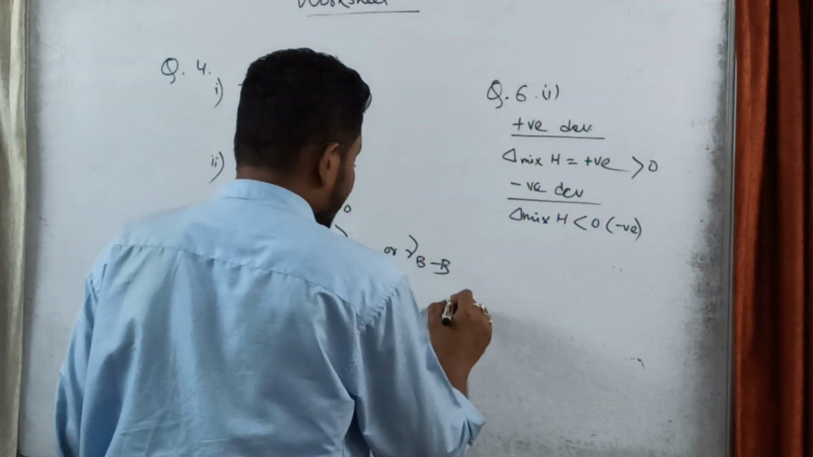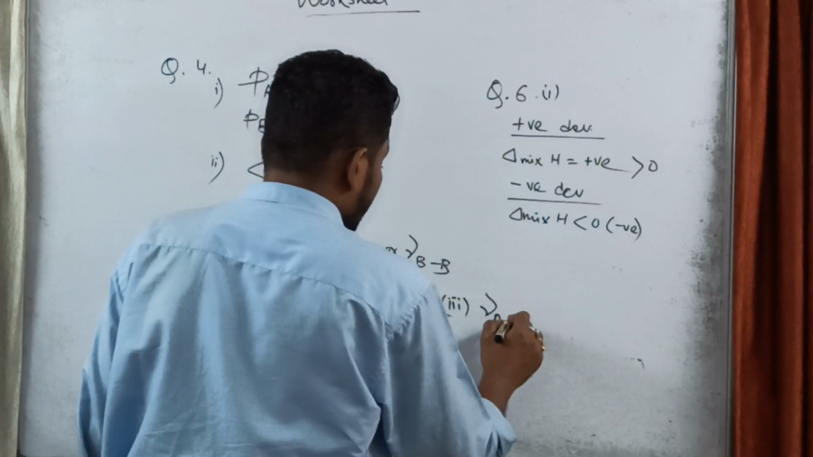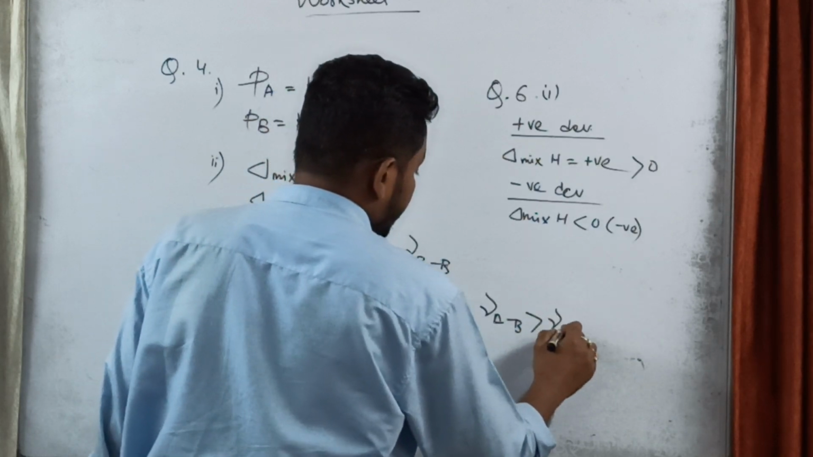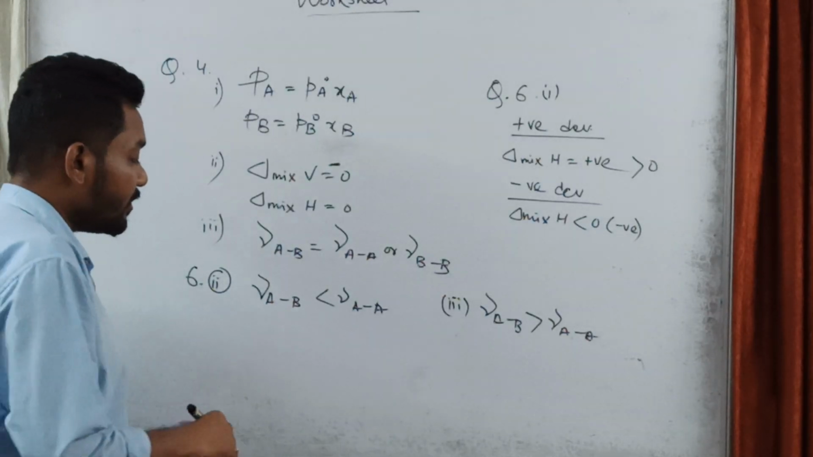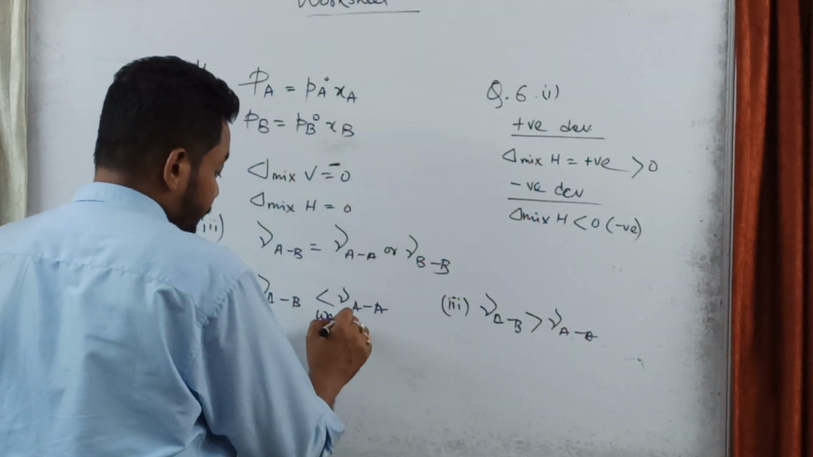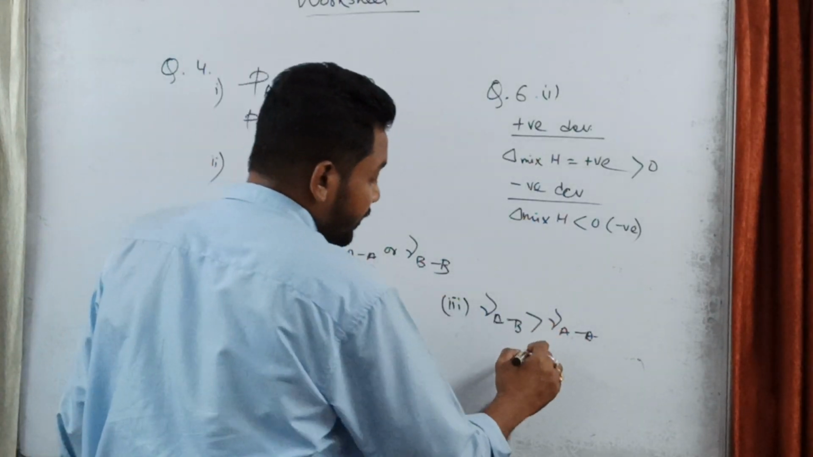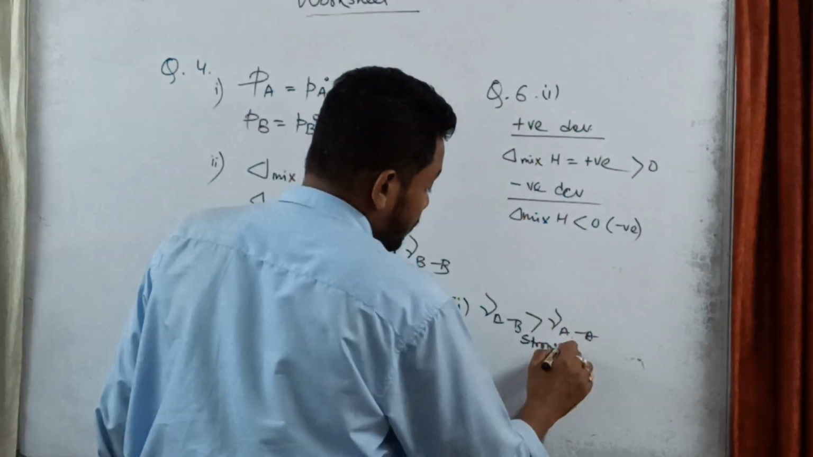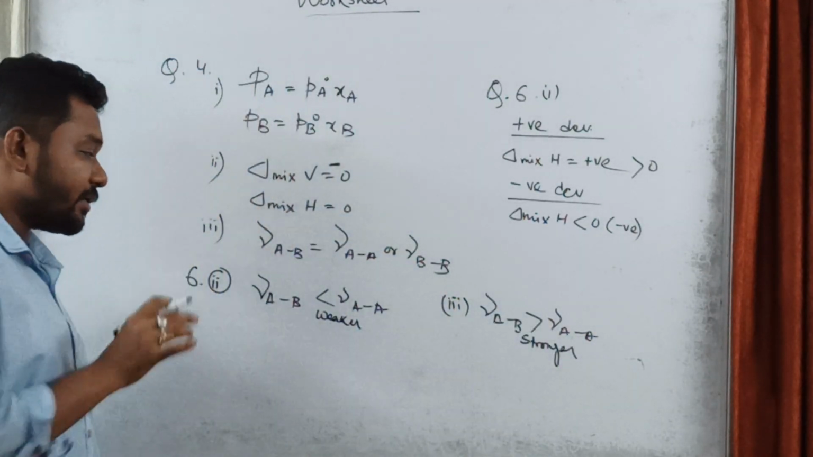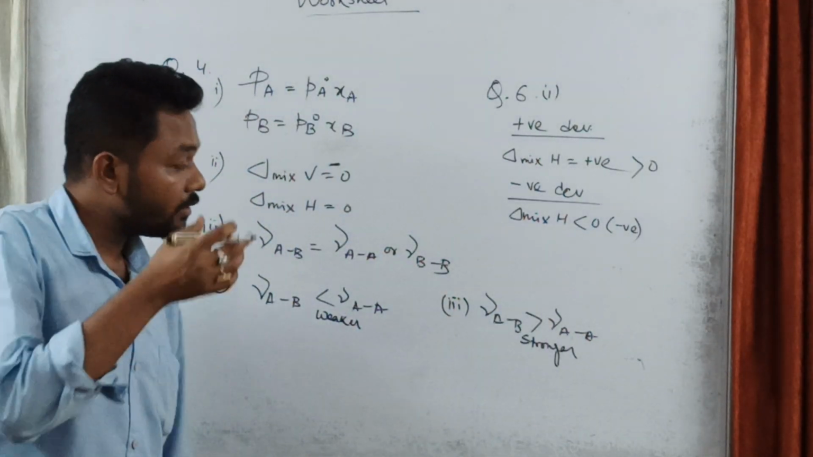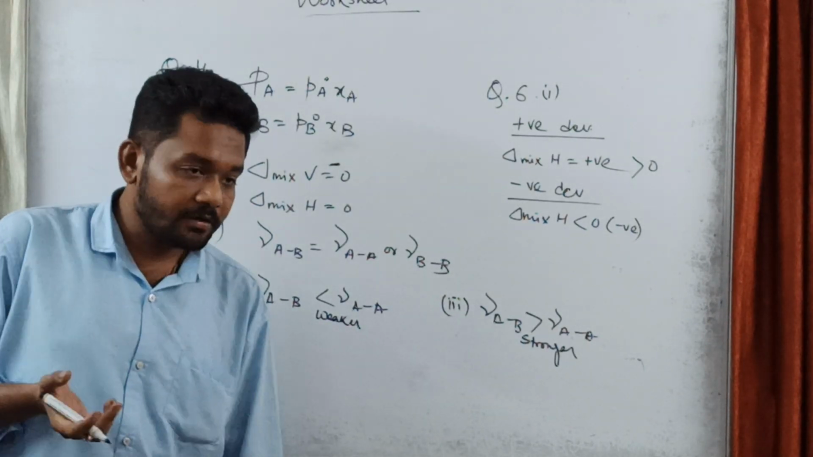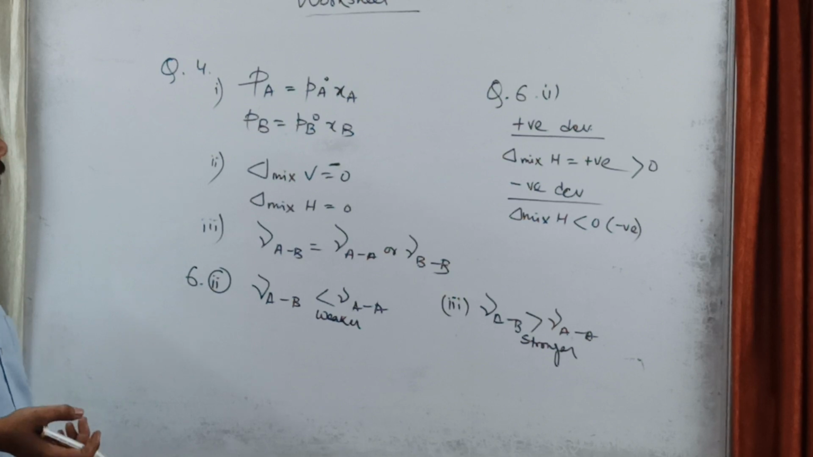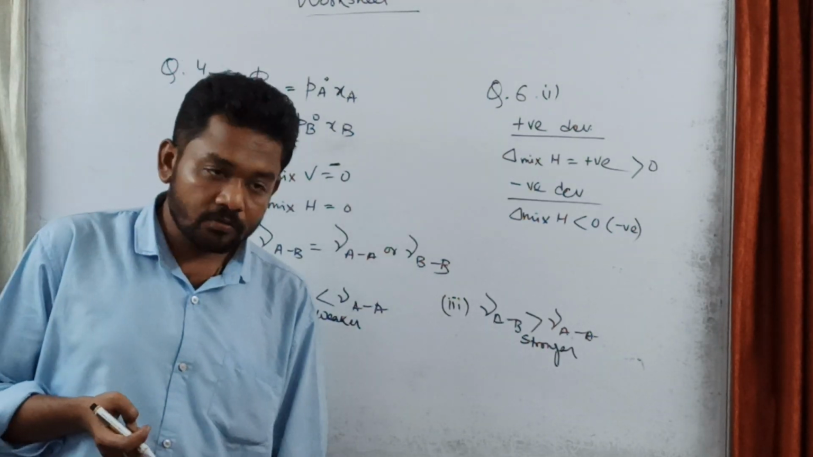And third, we are asking mu AB greater than mu AA. So you can see, AB interaction with a less than sign means weaker, and a greater than sign means stronger. Can you tell me for the weaker interaction what your answer will be, and for the stronger interaction? There are two types of deviation, one is positive and another is negative deviation. So you need to answer in terms of positive deviation and negative deviation.